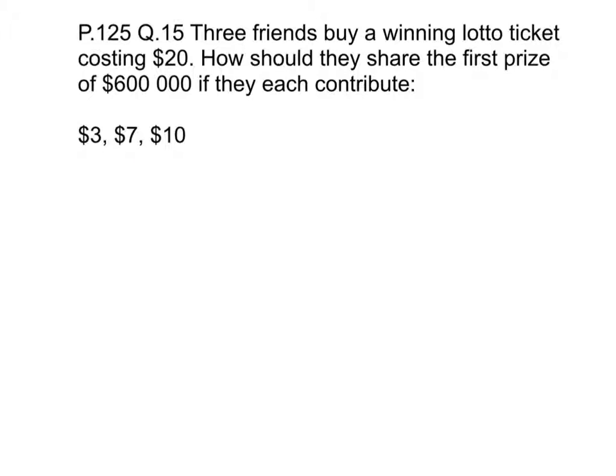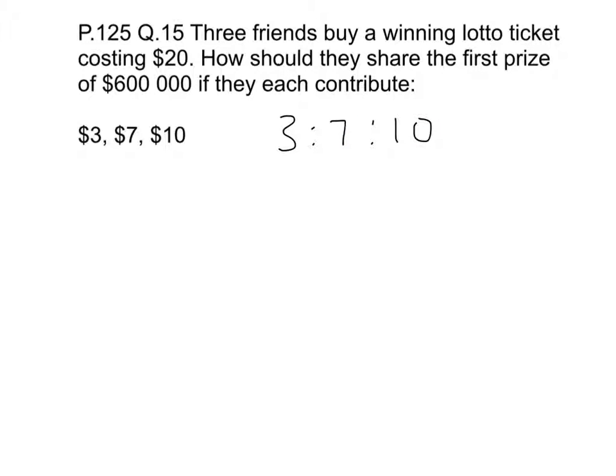So we know to add up all the parts. Before we do that, we can rewrite this question as a ratio, and that would simply be as follows. Okay, so the next step is to add up all the parts. So 3 plus 7 plus 10 is 20.